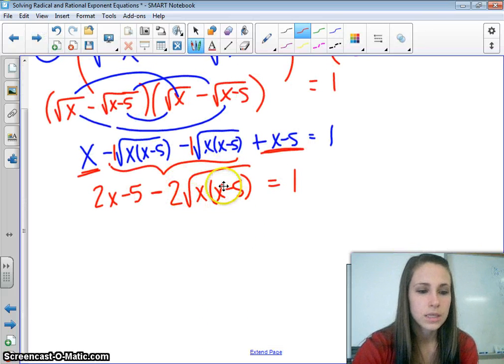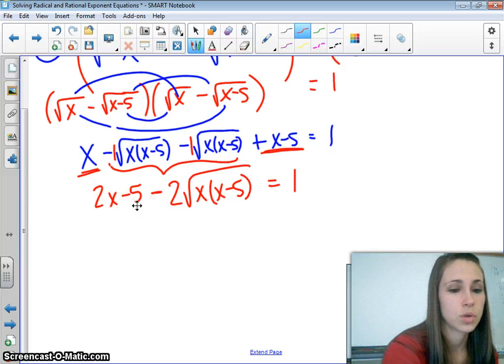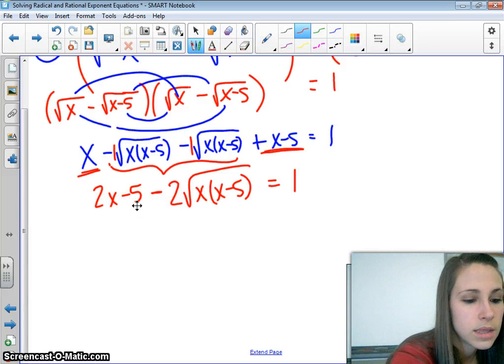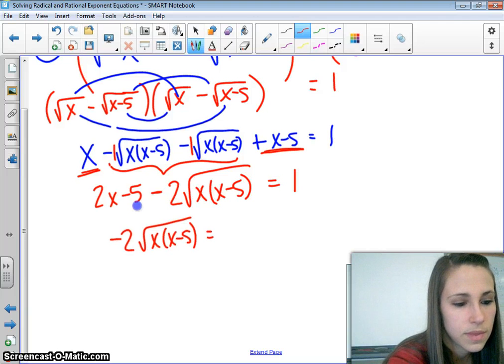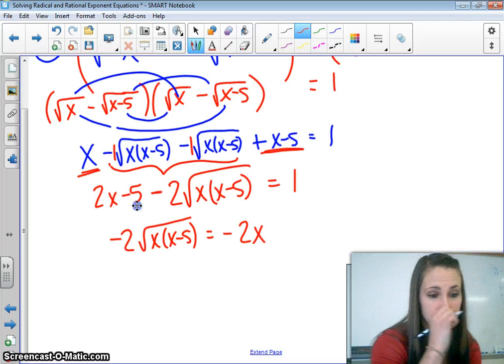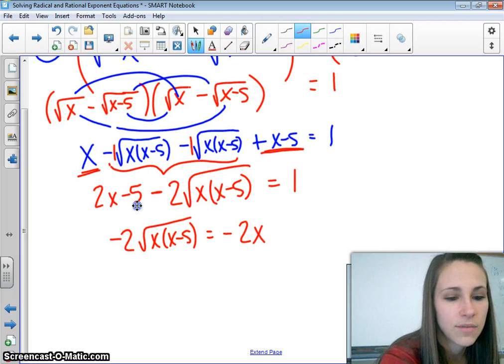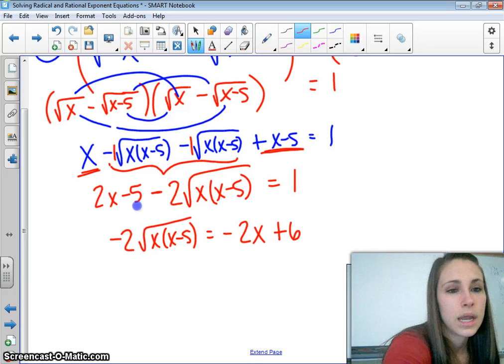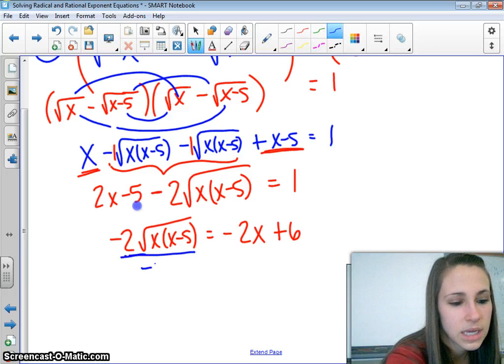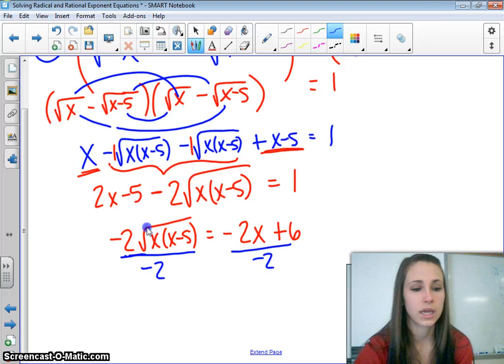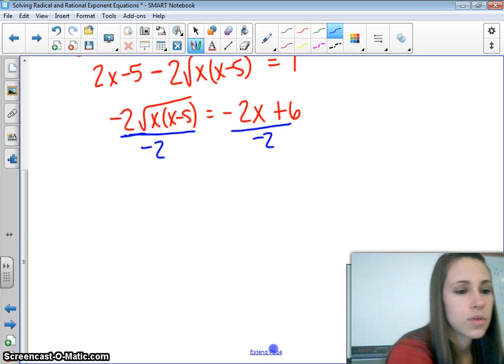So I'm going to isolate this radical. That means I'm going to get rid of 2x minus 5 and the -2. So when I subtract that over, this is going to give me -2 square root of x times x minus 5 equals -2x, and then when I add the 5 over, that's going to be plus 6. Now, I'm going to divide both sides by -2 to get rid of that -2 in front of the radical. So then those cancel out.